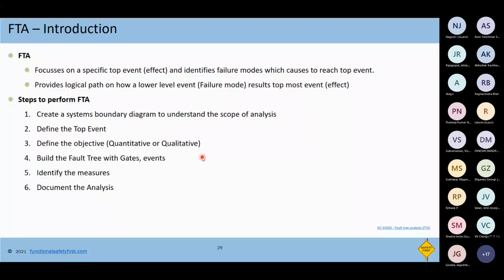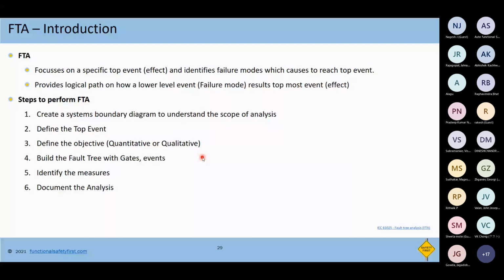So as I mentioned, the FTA focuses on the top event, and all the failure modes which result in the top effect will be analyzed. It also provides us a logical path from the lower level events. So what are all the final events causing the top event to occur? That way we can understand both things.